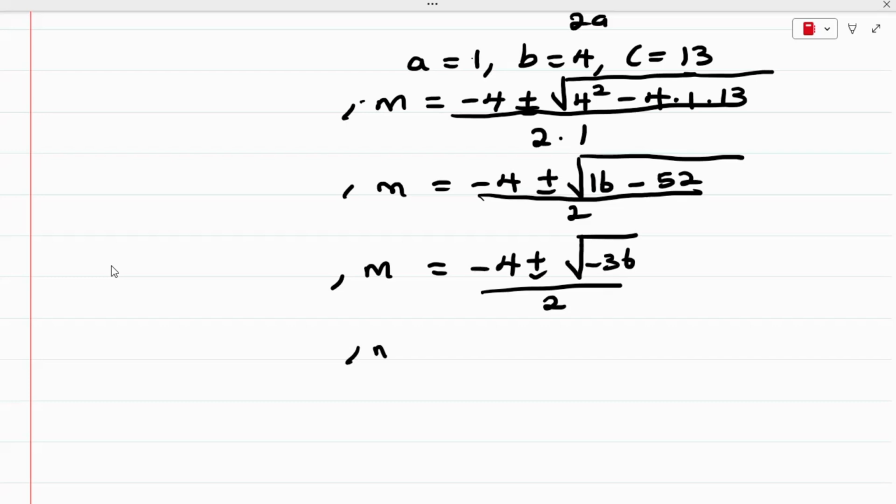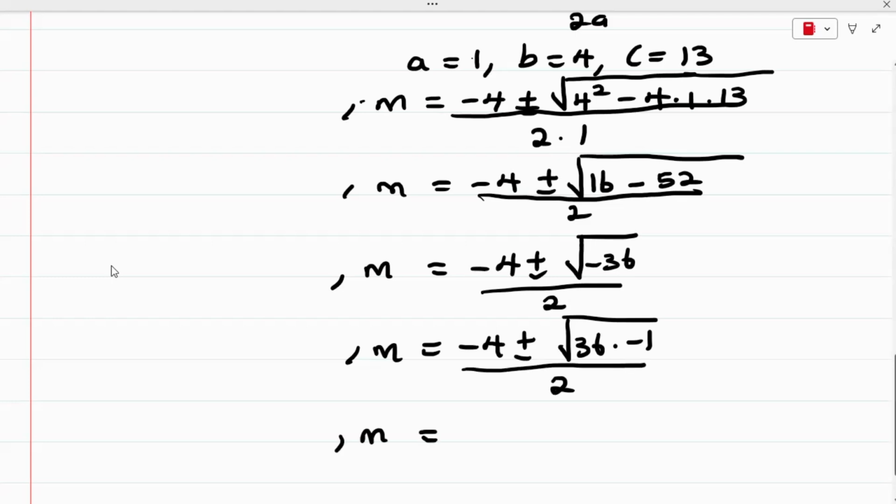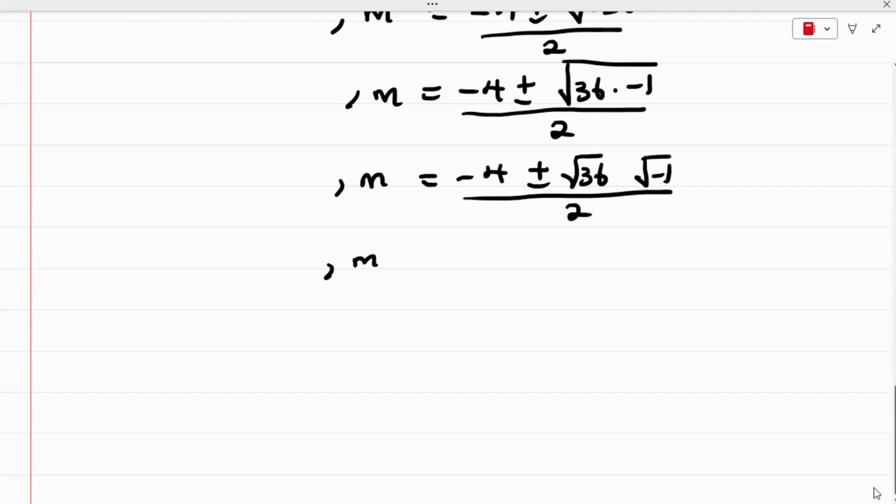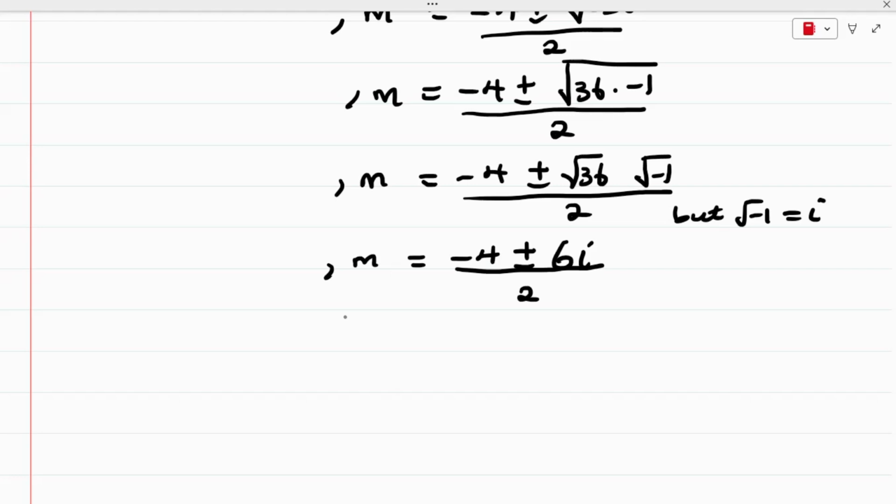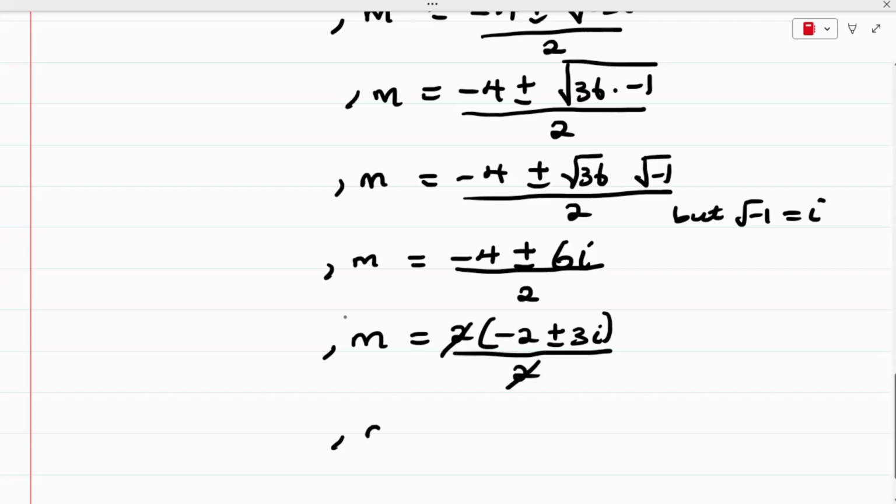Divide 2. So m is equals to minus 4 plus minus the square root of 36 multiply negative 1 divide 2. So we have m is equals to minus 4 plus minus the square root of 36 multiply the square root of negative 1 divide 2. So we have that m is equals to minus 4 plus minus the square root of 36 is 6, but the square root of negative 1 is equals to i. So we have it to be 6i divide 2. So from here we have that m is equals to, if you factor out 2, we have minus 2 plus minus 3i divide 2. So we cancel this out, so we have that m is equals to minus 2 plus minus 3i.